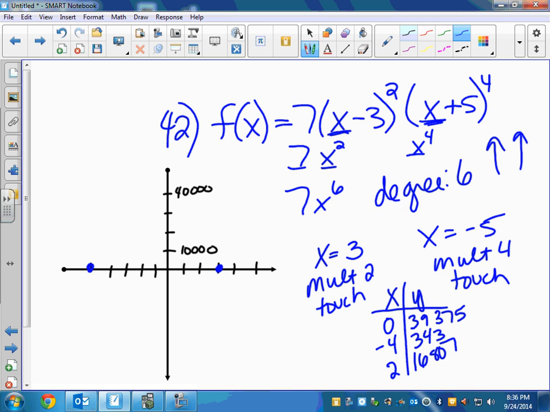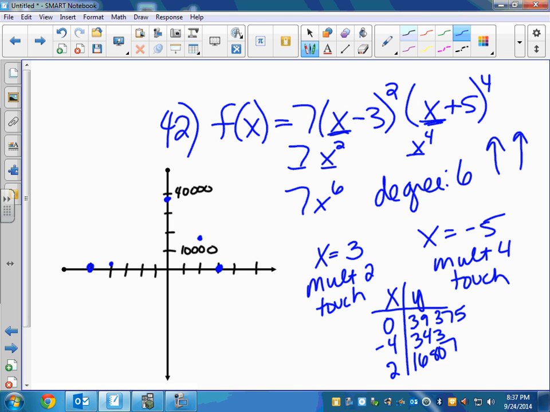So at 0, it's at close to 40,000. At -4, it's at 343, which means if I'm going by 10,000, then that's really not going to be very high at all off my graph there. And at 2, it's at 16,000, which would be a little more than halfway up here, right? Let's say like right here. And I'm just going to kind of wing it from here. Obviously, I could pick some more points, but I'm just going to go with it.